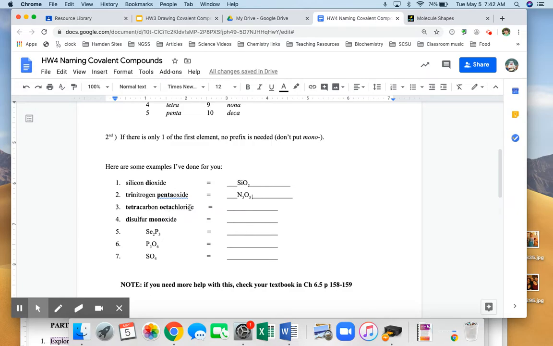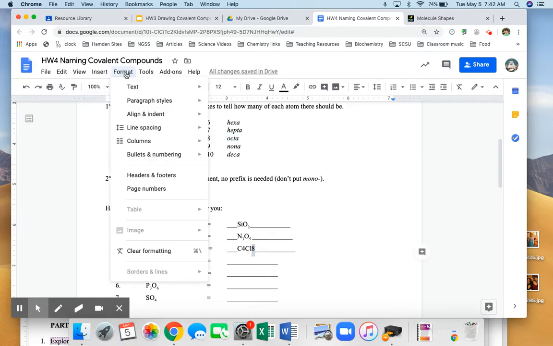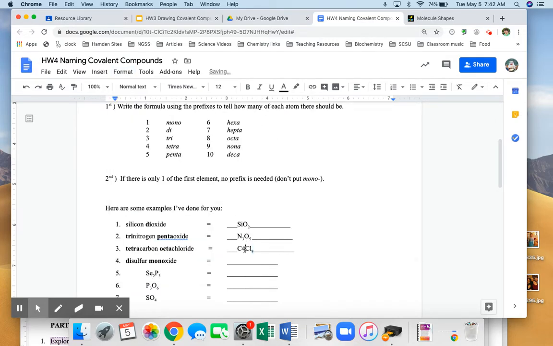Tetracarbon octachloride. Tetra meaning 4. So carbon is C, tetracarbon octachloride. Octa meaning 8. Chloride is chlorine. So that's Cl and then 8. Remember, turn them into little numbers using the subscript.